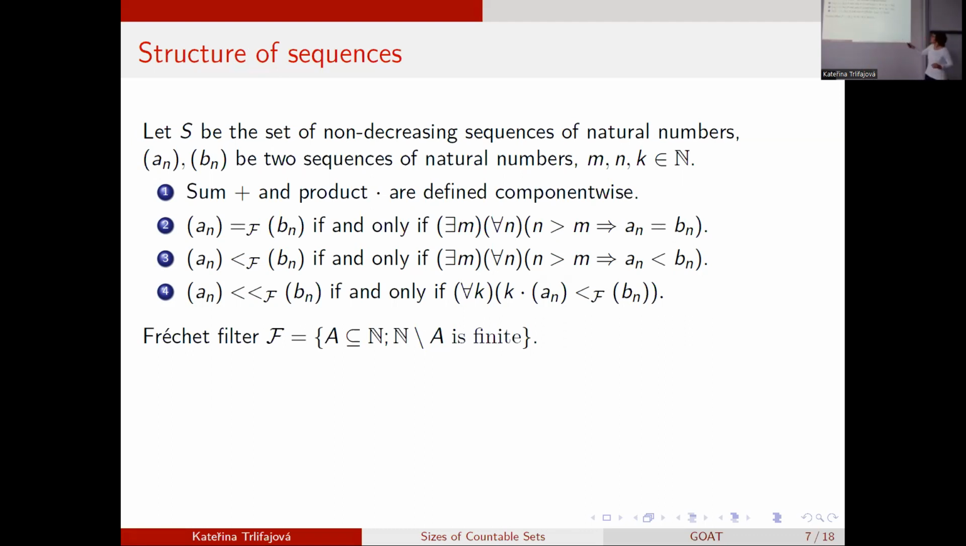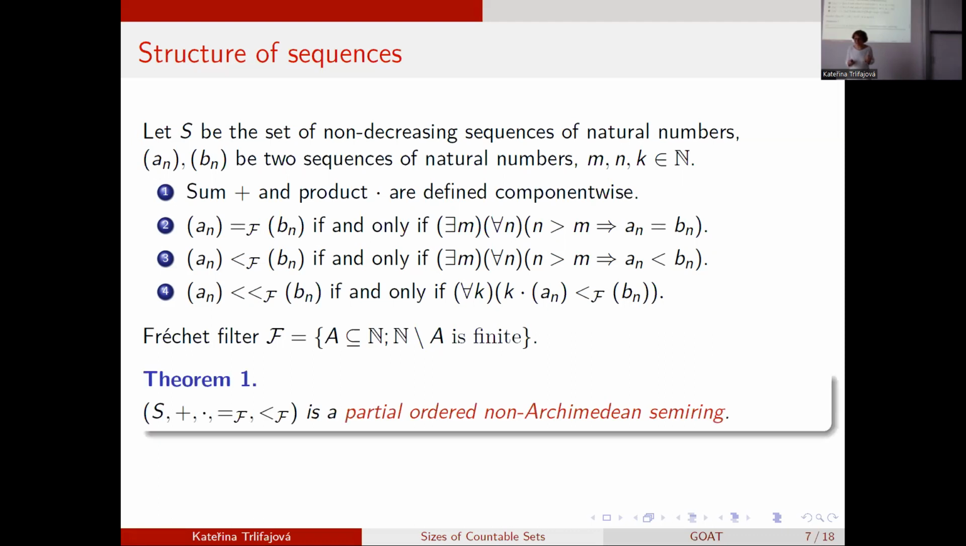So we get the same equality and order, only that we can define it with the help of the Fréchet filter. It is important that we can use the Fréchet filter and we obtain the same result. And this structure is a partially ordered non-Archimedean semiring. It's partially ordered by this order, non-Archimedean, because some sequences are infinitely less than other sequences.